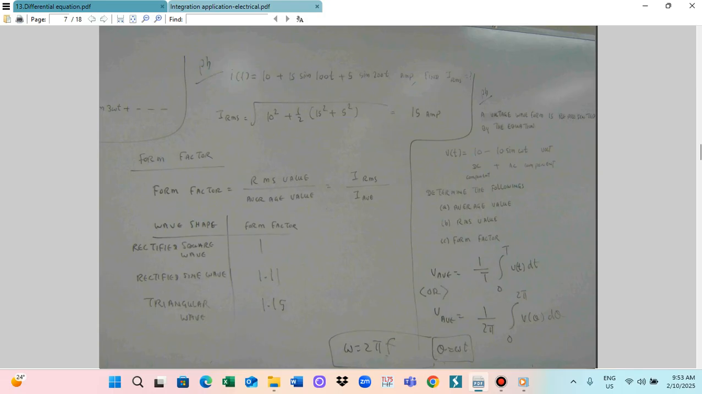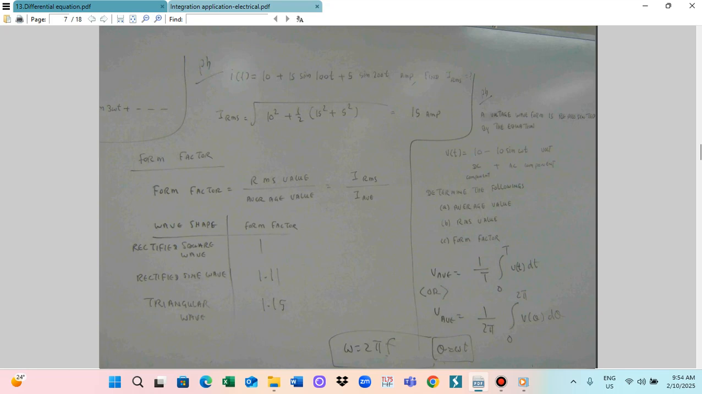Another thing we can calculate is the form factor. The equation for form factor is: form factor is equal to the RMS value divided by the average value. So you can calculate the form factor by substituting the RMS value and the average value.